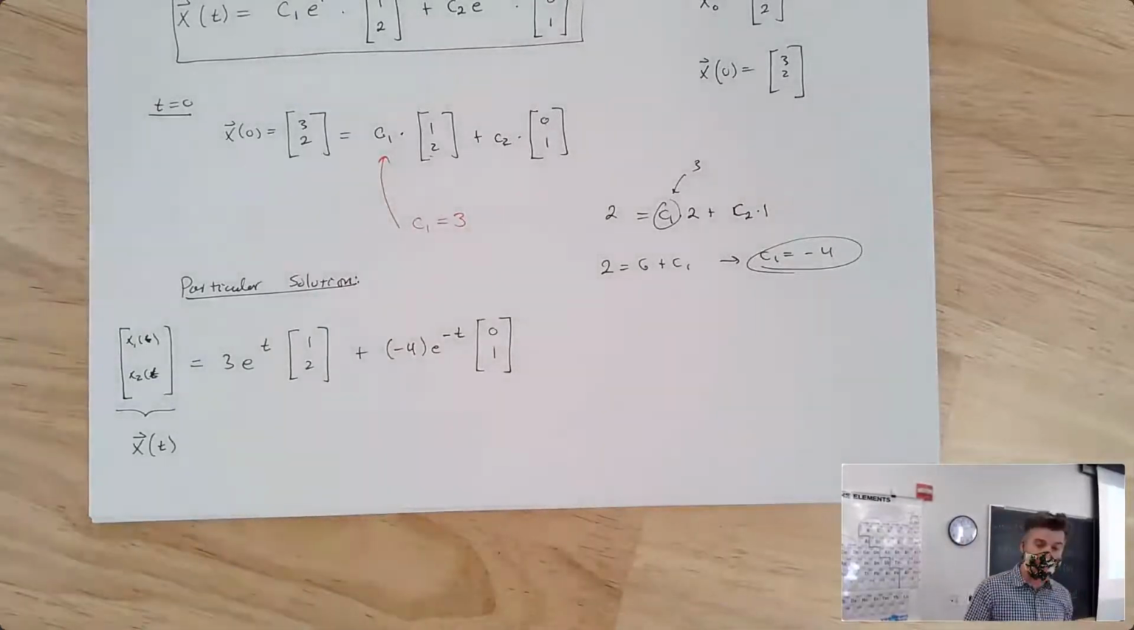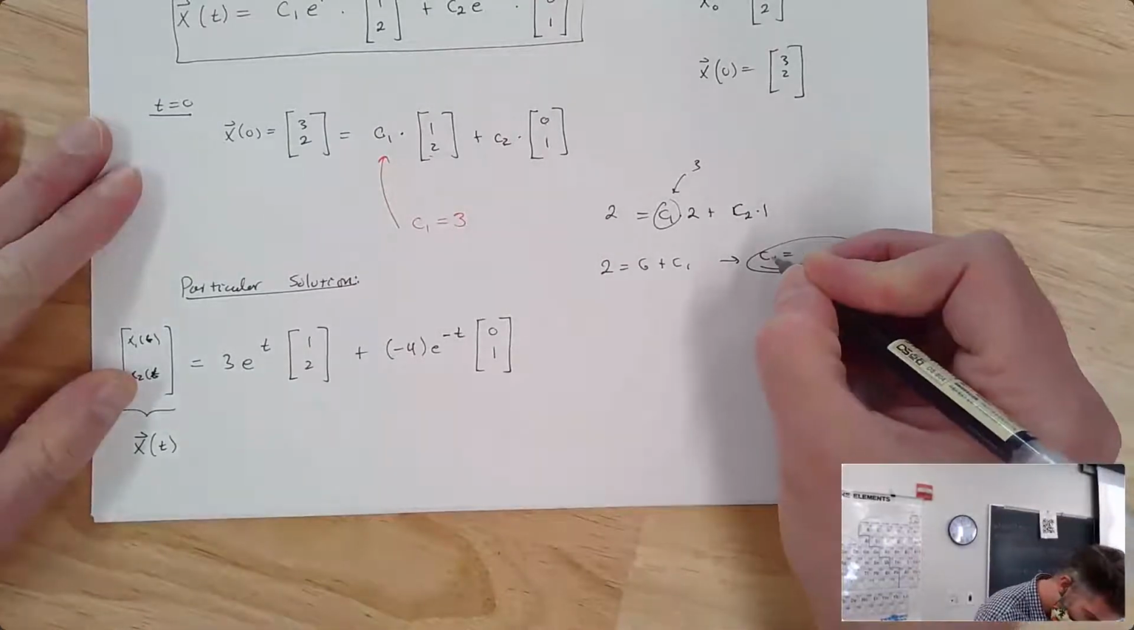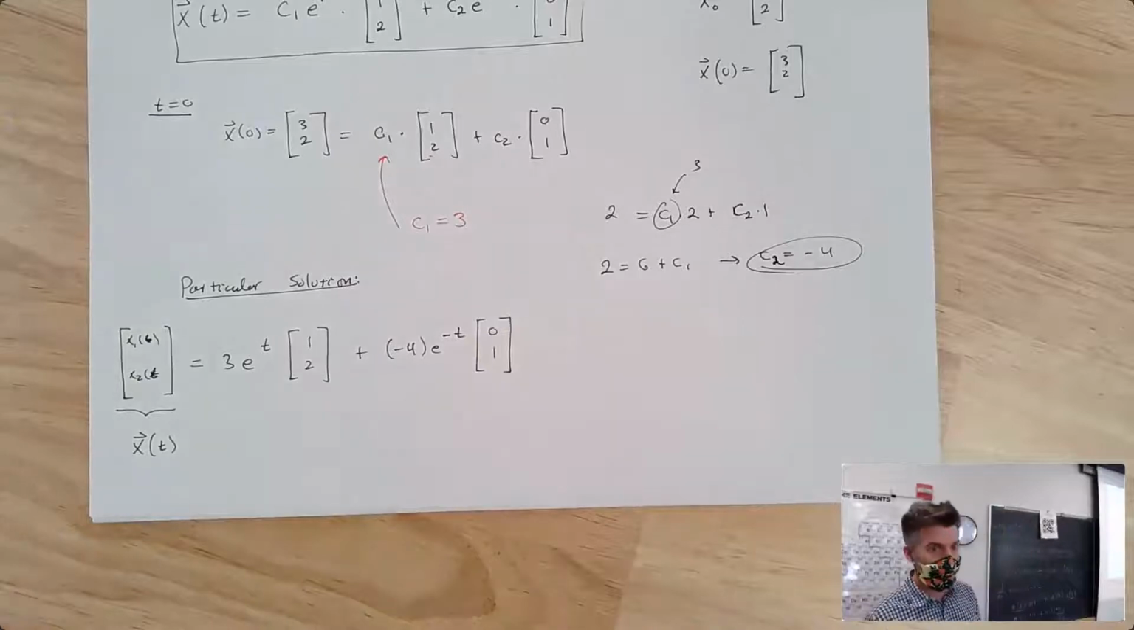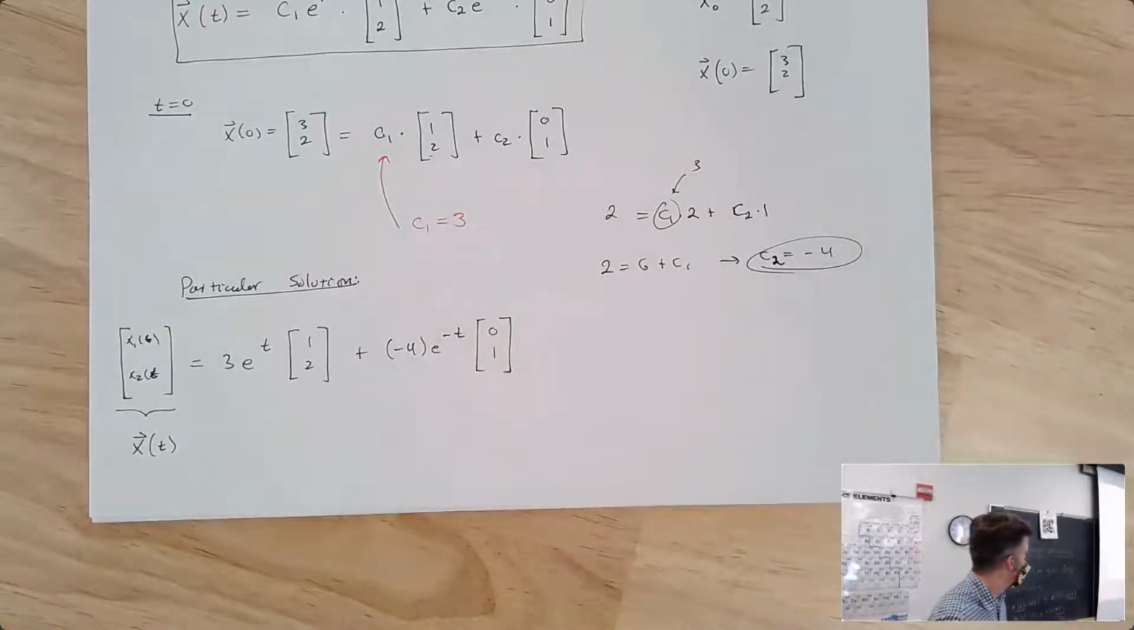Oh, sorry, you were correct. Sorry, I wrote C1 there, but that is definitely C2. Apologies. Good eye. Thank you. Yeah, both of you. Yes, excellent. Good job. Keep me on my toes.